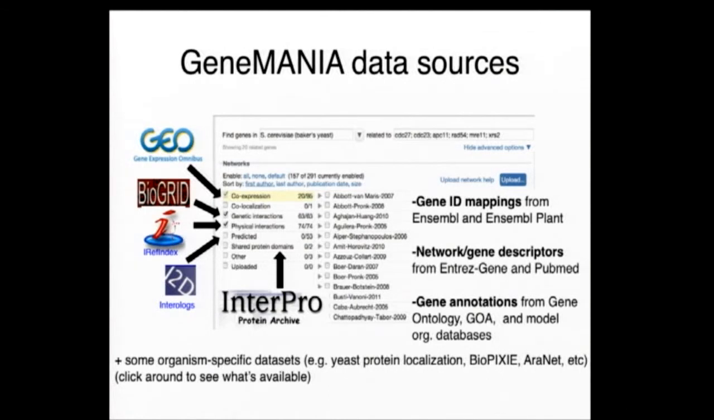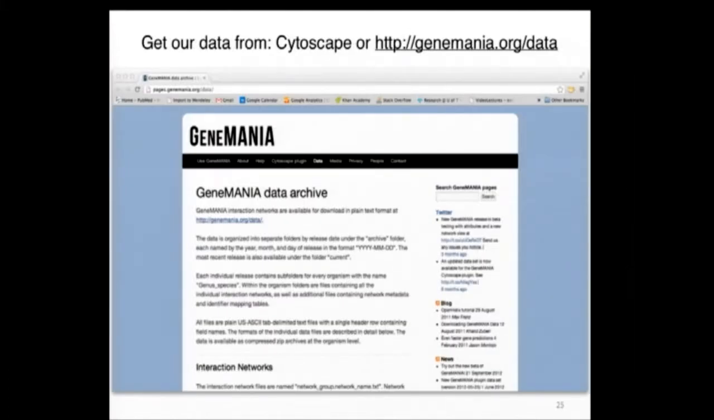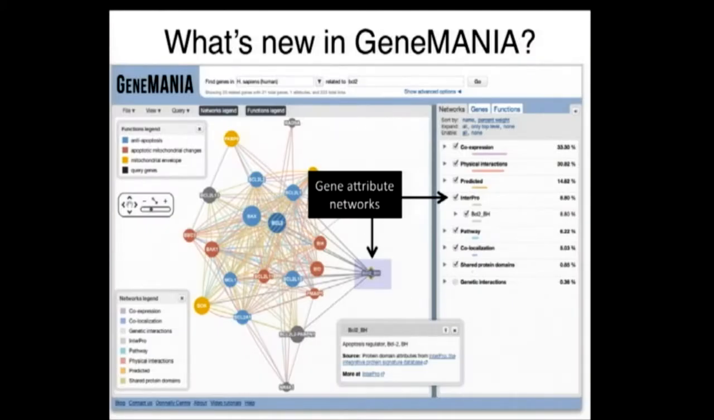Essentially, we put it all together in a nice package that you can get through the website, but we also make all our data available for download through Cytoscape, so we have a Cytoscape plugin, also through this data download page. Right, so we're packaging all this stuff up for you, and we're trying to do it in an automated fashion, so we redo the data about every 3 to 6 months. Okay, and then we consider not only networks, but now we start looking at gene attributes. So we try to predict genes that are similar to your seed list based on them sharing specific protein domains, and then we tell you what those shared domains are.